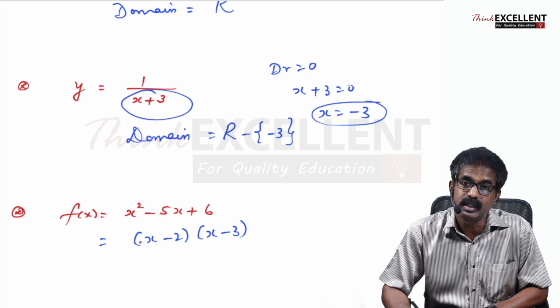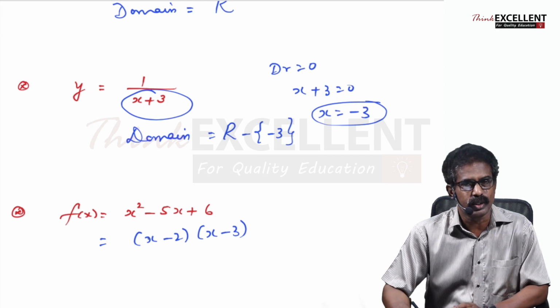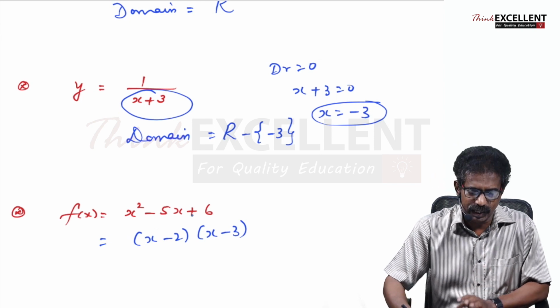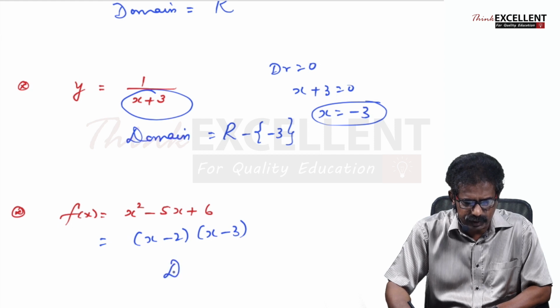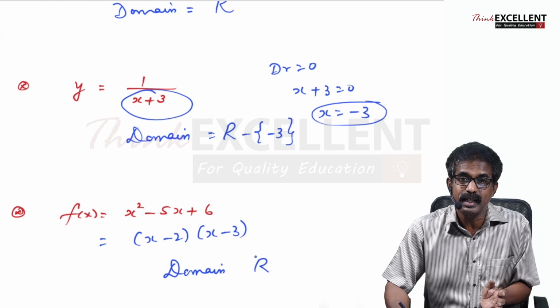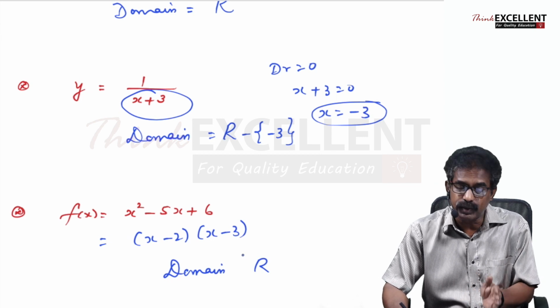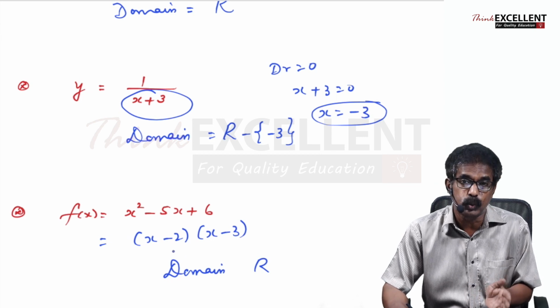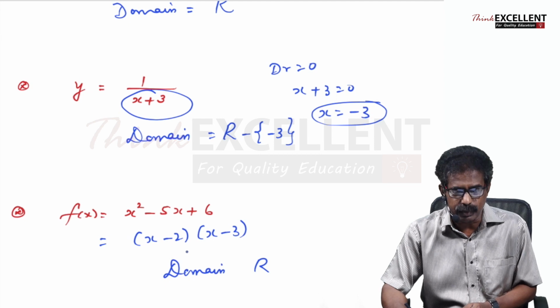So this exists always. There is no denominator, right? So even no need to factorize. You can say it exists always, so you can say the domain is equal to what? R. But if it comes in the denominator, then you factorize, find out the excluded points. What are the excluded points? 2 and 3. Then you can say R minus 2 and 3.